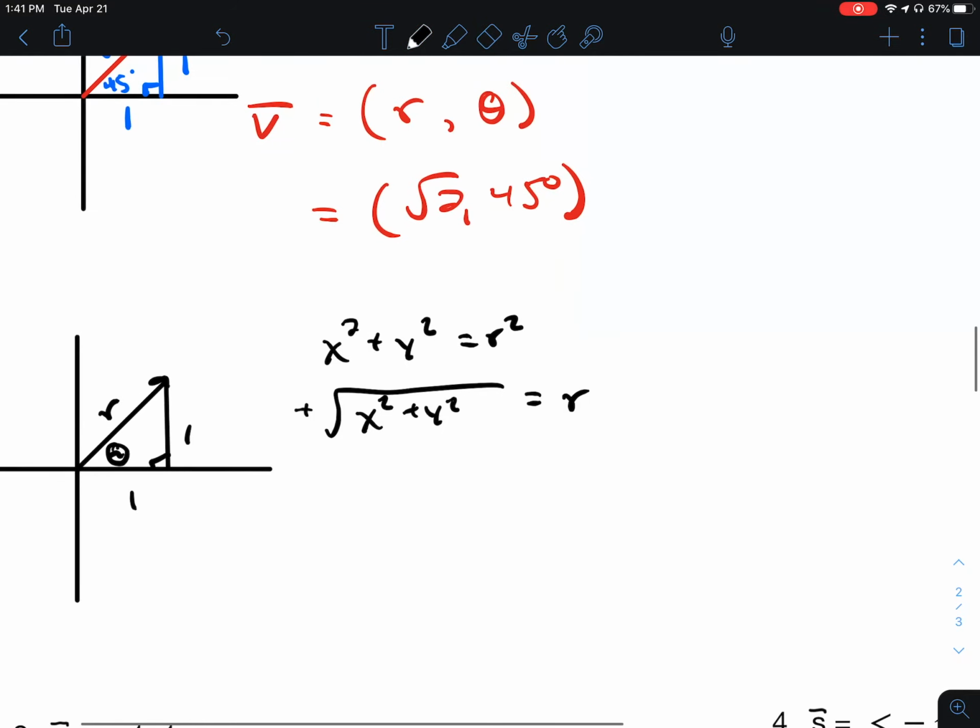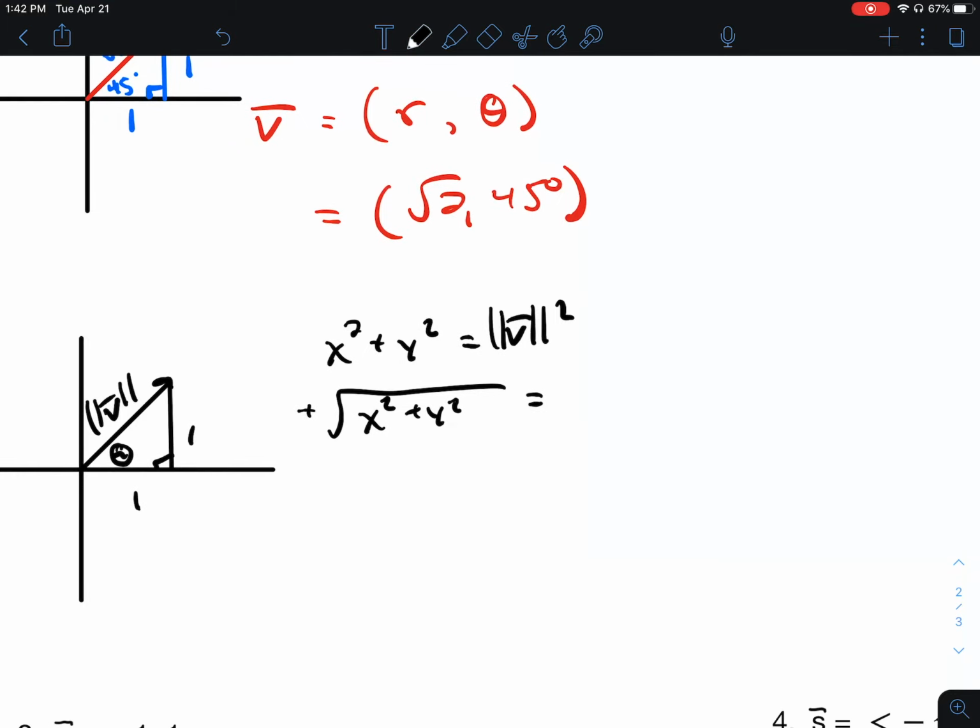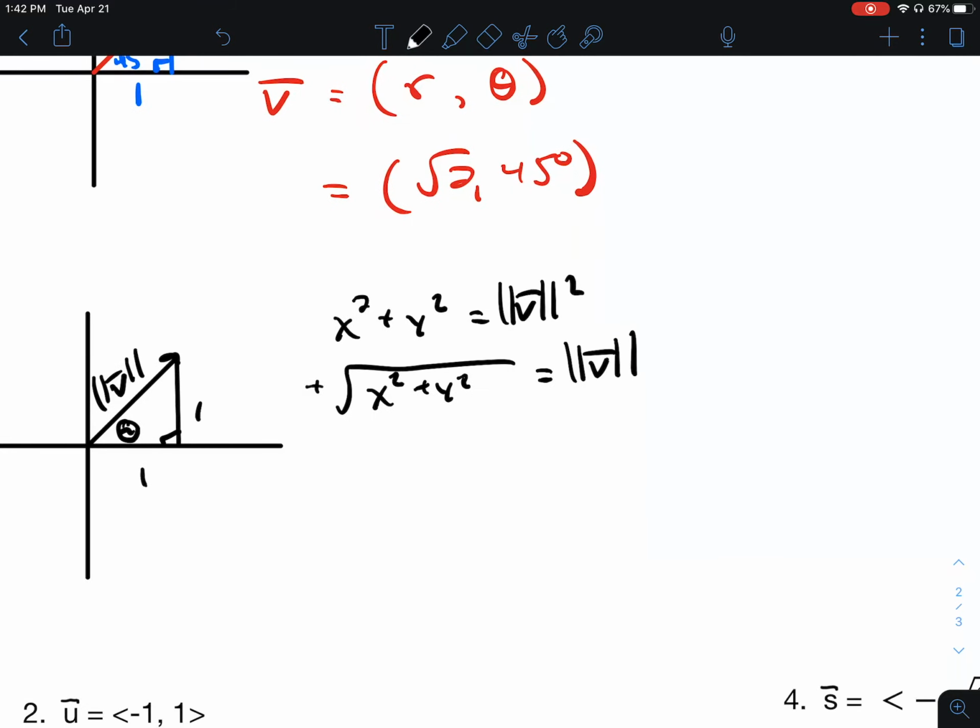So component-wise, keep in mind that this r is actually the magnitude of the vector. So instead of an r, we could call this the magnitude squared. If you square root both sides, then we're saying the magnitude is this. This is a formula that if you want to memorize, you can. The magnitude is always the square root of the x and y components squared and added together.